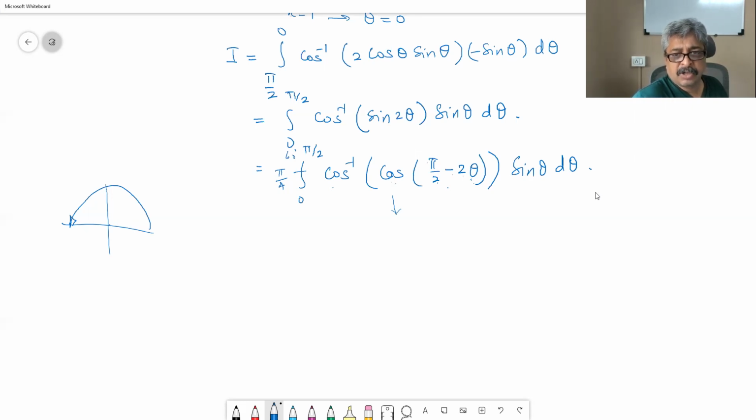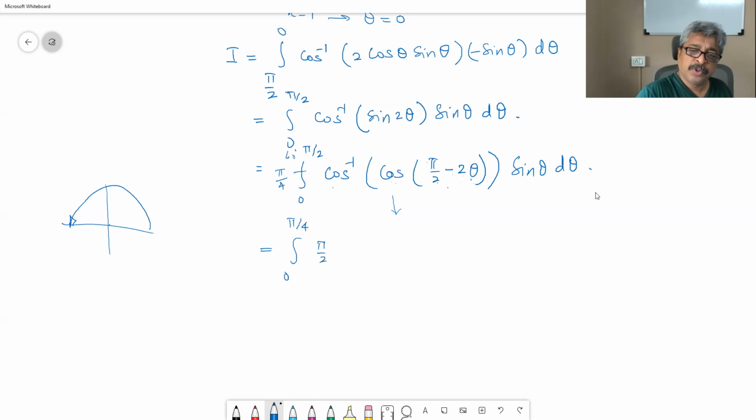I just cancel this cos inverse and cos, because that is not going to be equal to pi by 2 minus 2 theta for the entire range of angles 0 to pi by 2. It will be true, it will be pi by 2 minus 2 theta from 0 to pi by 4, and it will be the opposite of pi by 2 minus 2 theta from pi by 4 to pi by 2. Therefore, we need to break this integral between 0 to pi by 4 and then operate this cos inverse cos.